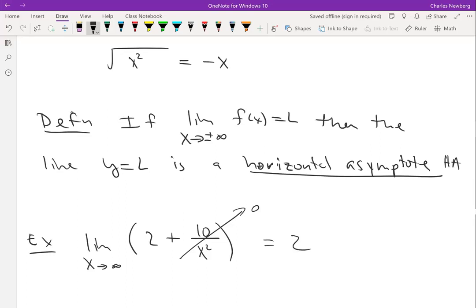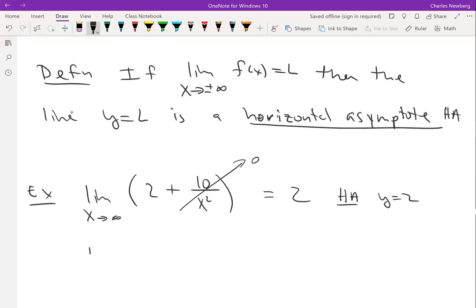What will we have? We'll have a horizontal asymptote on this graph at what? Y equals 2. Now let's look at the limit of the same function as we go to negative infinity. Well, the limit of a constant is still 2, right? It doesn't matter if we're going to negative infinity.